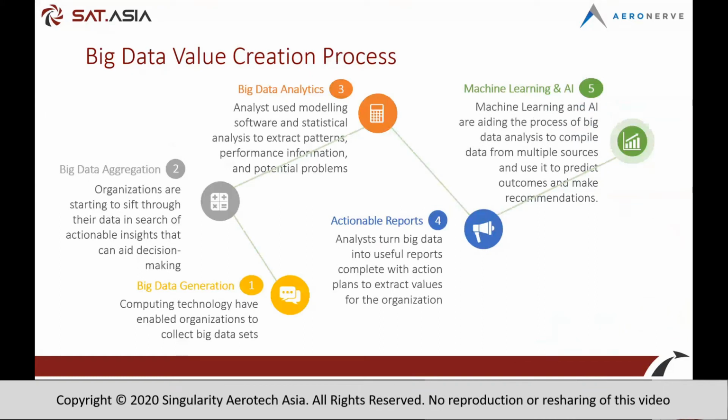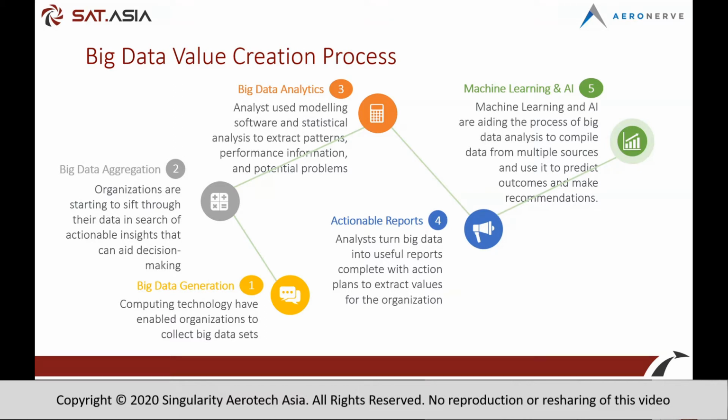So how do you create value from big data? Let me go through the process. First, you generate those data. Computer technology has enabled organizations to collect big data sets, and later I will show you how much enterprises and companies around the world are now generating data. It's getting bigger and bigger.